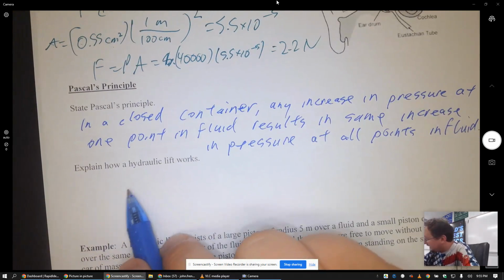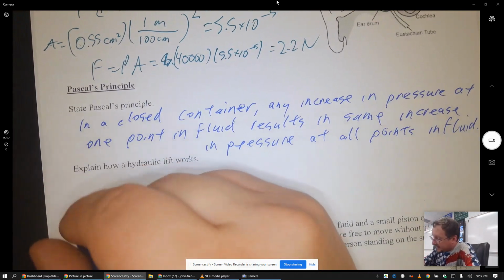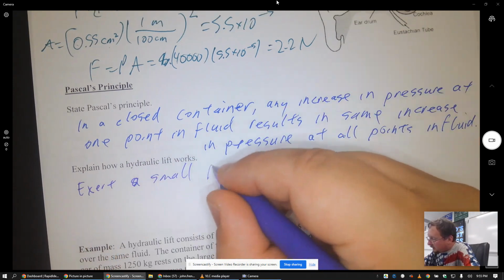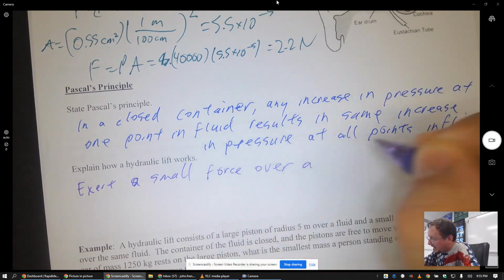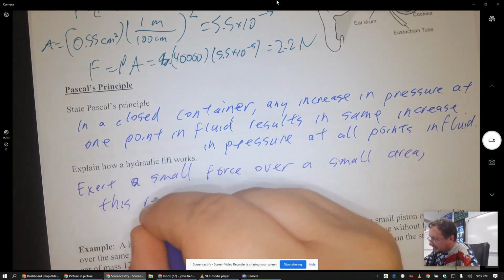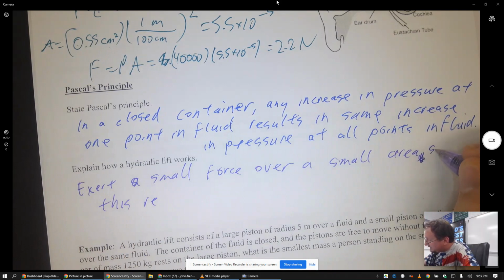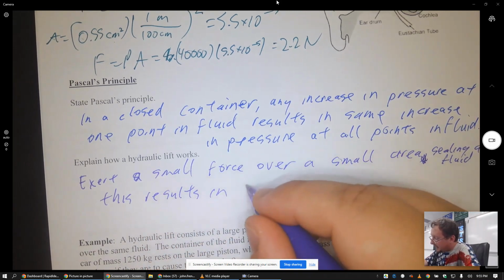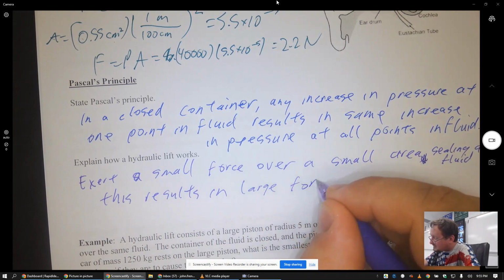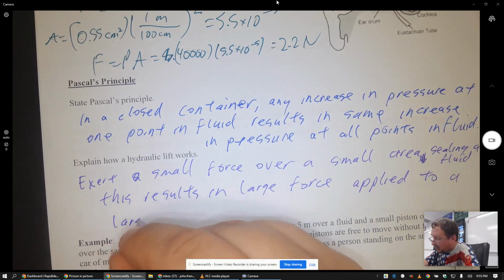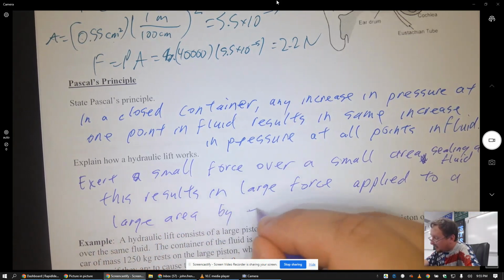Okay, so how does a hydraulic lift work? Here's how it works: you exert a small force over a small area, sealing a fluid. In other words, there has to be a fluid on the other side of your small area. This results in a large force applied to a large area by the fluid.